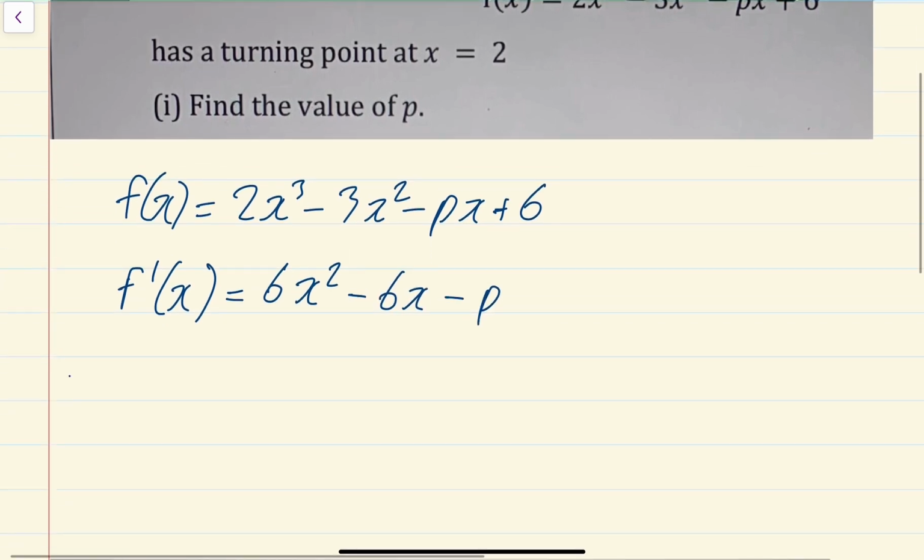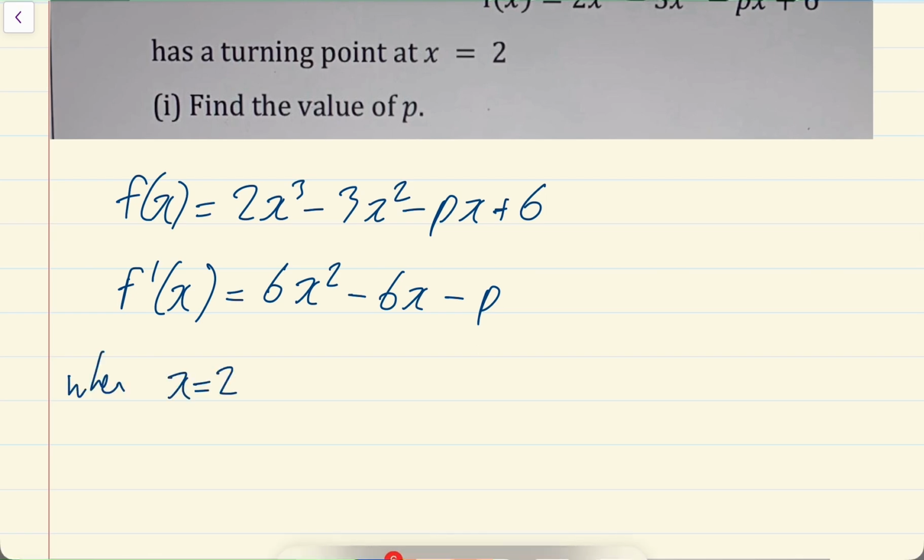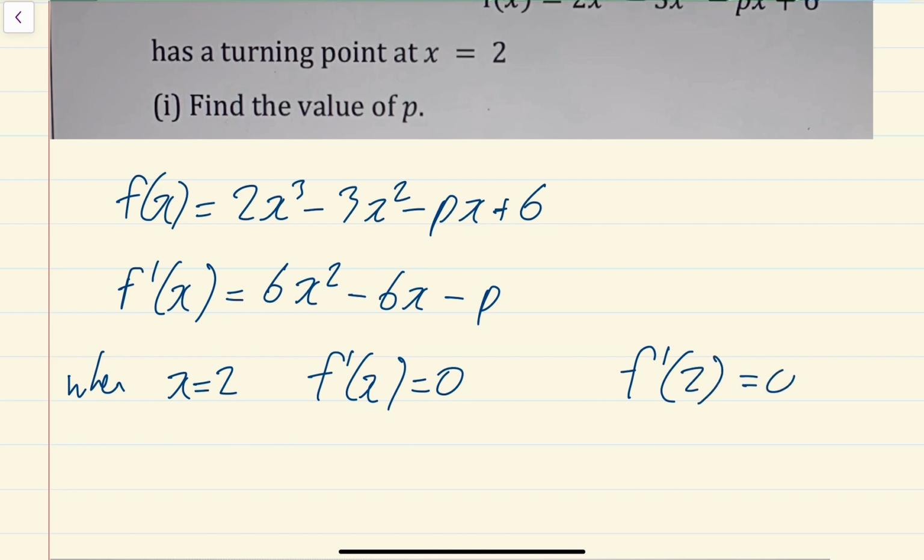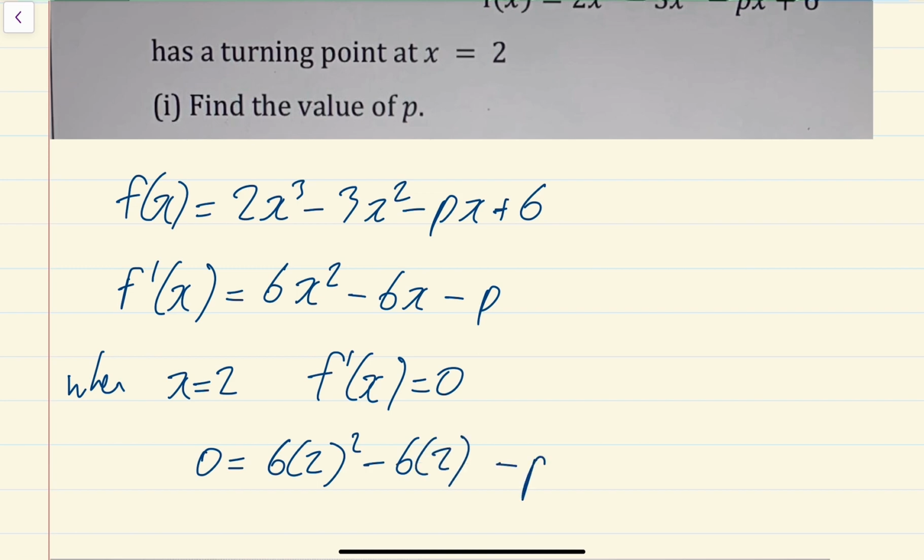Okay, so I would just say when x equals 2, your f dash of x equals 0. You could also have said that f dash of 2 is equal to 0, but not very many people like that, to be honest. So I'm just going to leave it this way. It's not actually as nice a way to write it, but it makes more sense. So that means 0 is equal to what you get when you put 2 into the x values. So 6 times 2 squared minus 6 times 2 minus p.